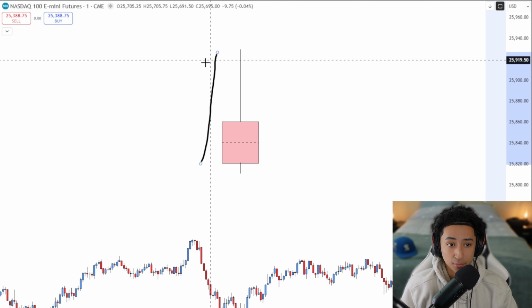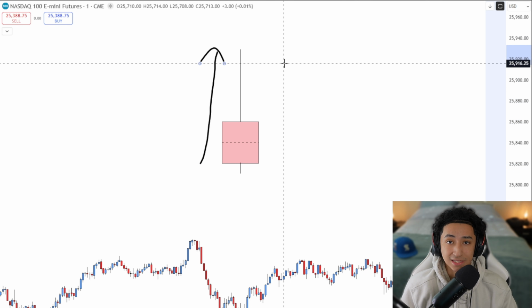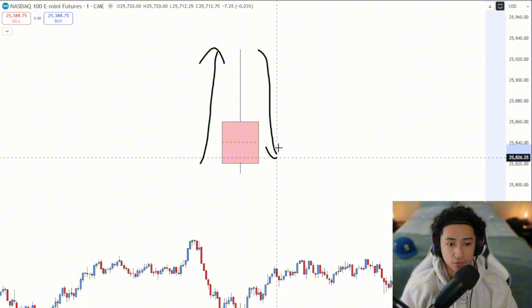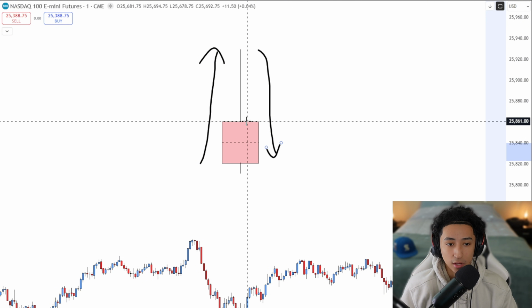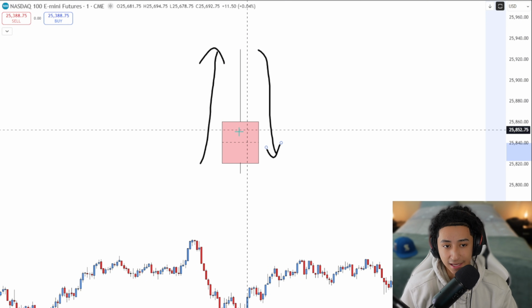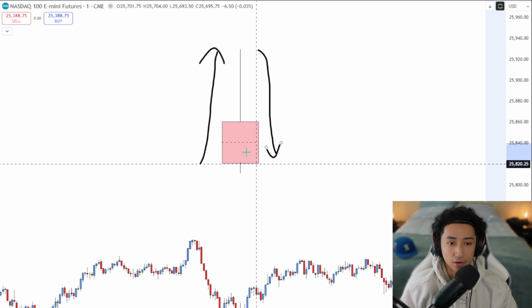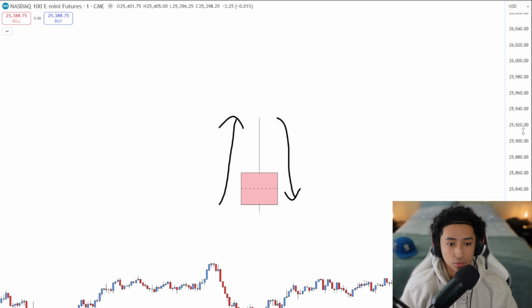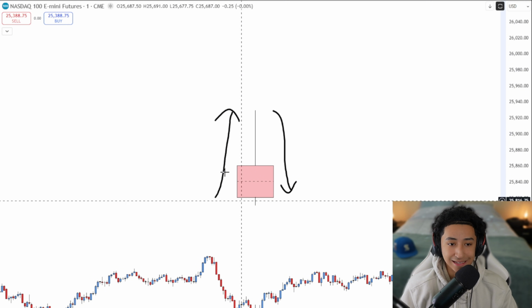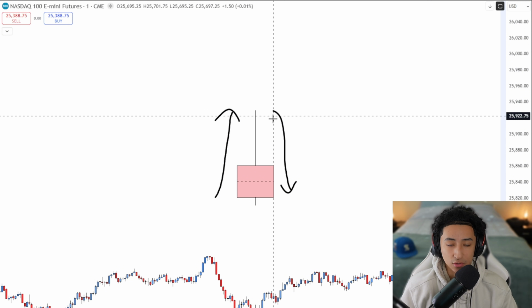Buyers attempted to push price all the way up here. They were unsuccessful. Sellers were able to bring price below the open and have a stronger close. That indicates that sellers have the market control at the current moment, right? Now, typically you don't want to take this individually and have tunnel vision with each single candlestick.